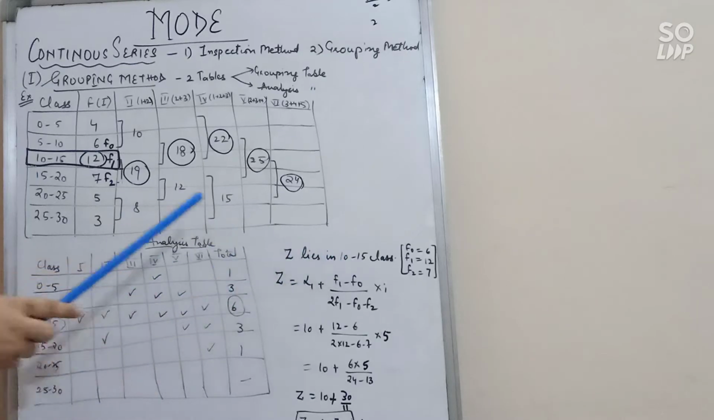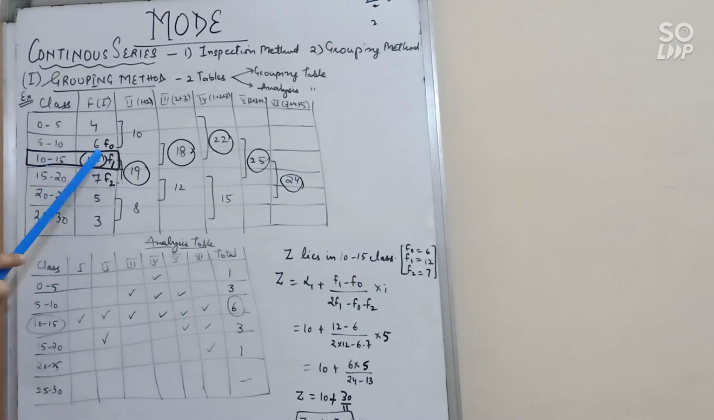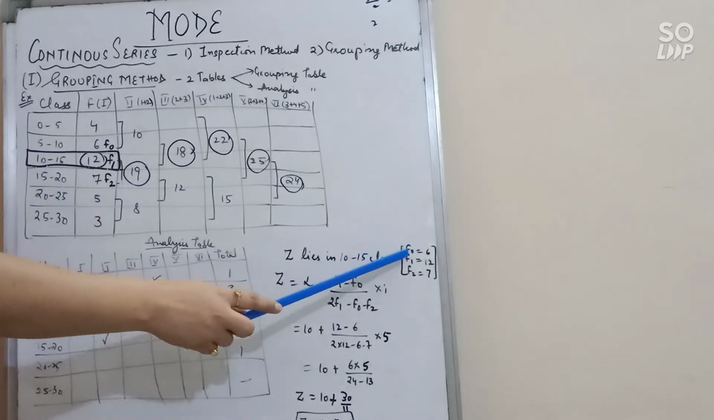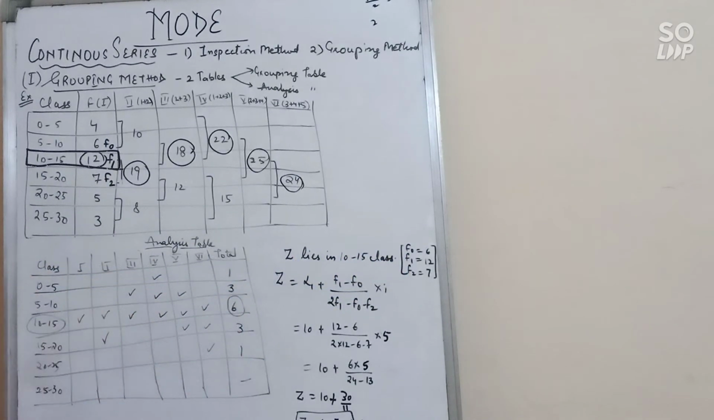Okay, so this class is selected. The class which is selected, in front of that frequency, we will write it as F1. And the previous class frequency we will write it as F0. And next class frequency we will write it as F2. So now we have F0, F1, F2. Because mode always gives a central value, a single value which represents the whole data.